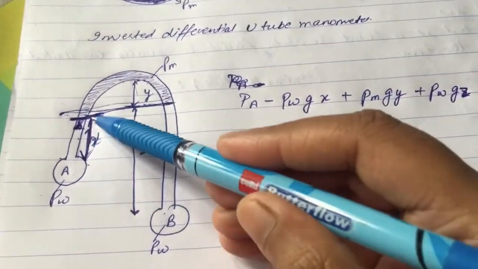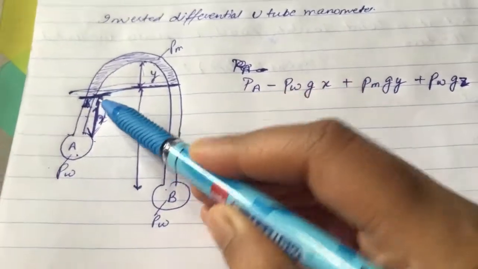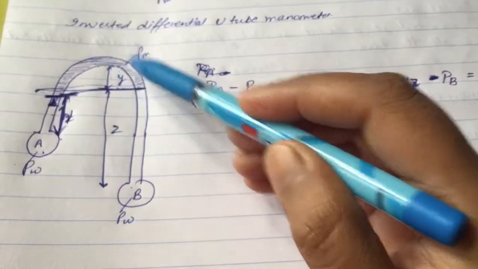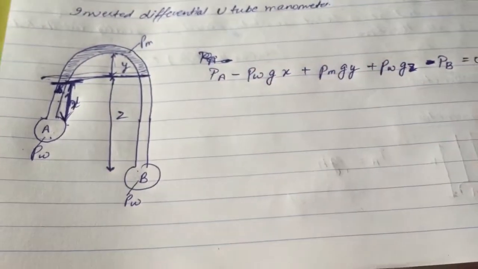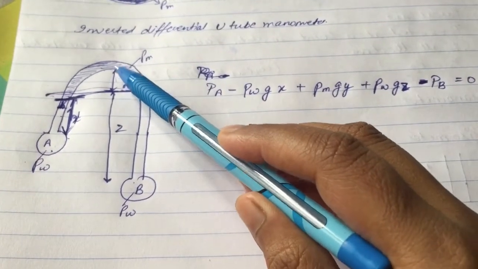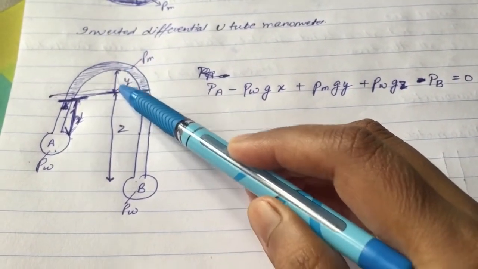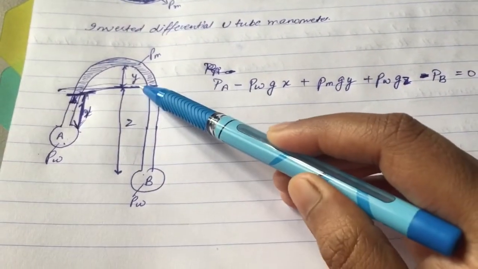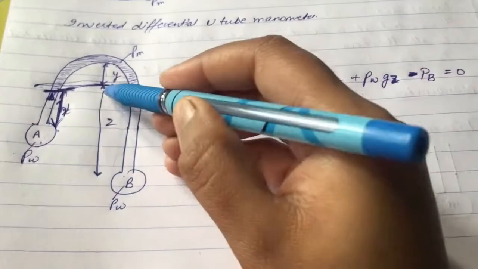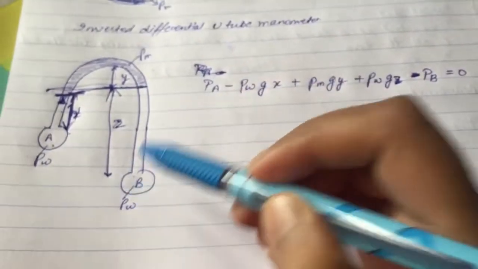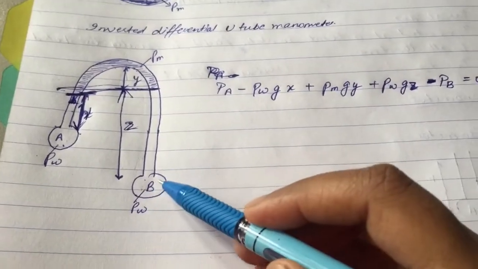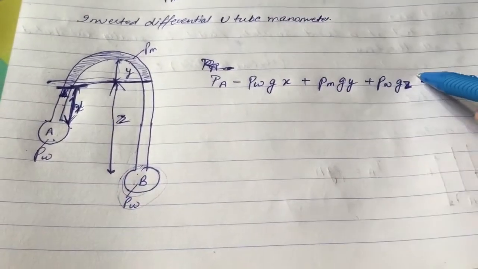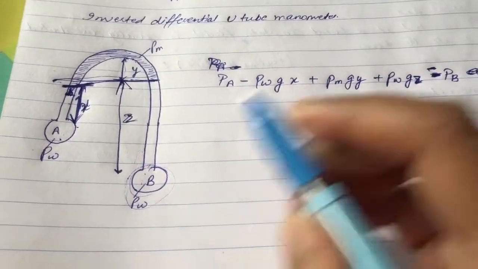So pressure at A minus rho w g x, this height, plus now we are going to move in the downward direction, so it would be rho m, manometric fluid, into g y, this height, plus now again moving downwards, rho w g z, this is z height, minus pressure at point B, or we can say it is equal to pressure at point B.